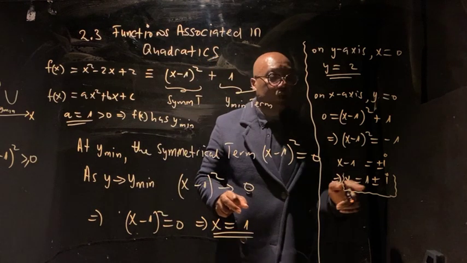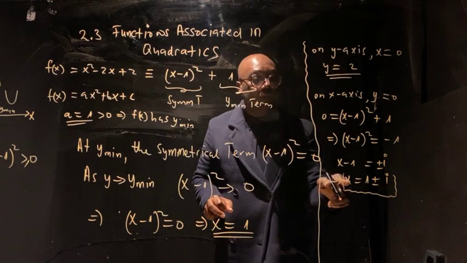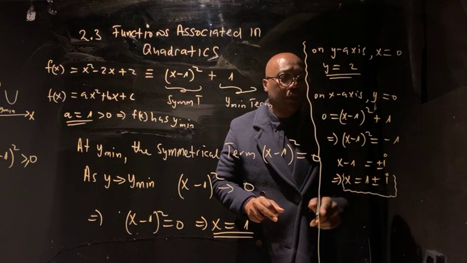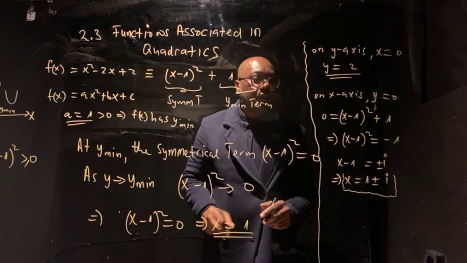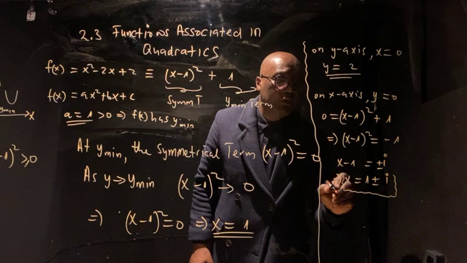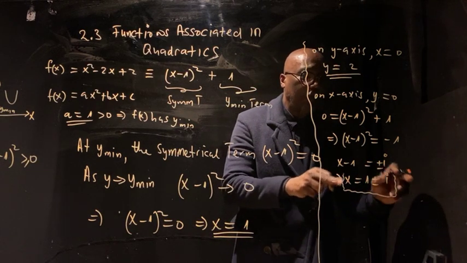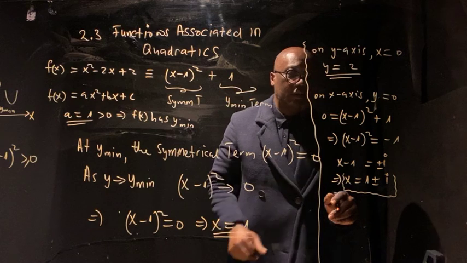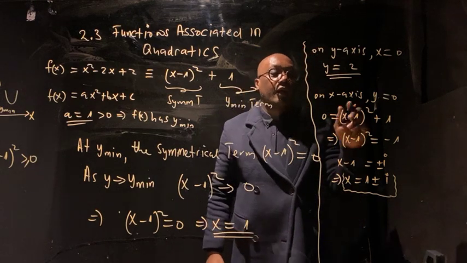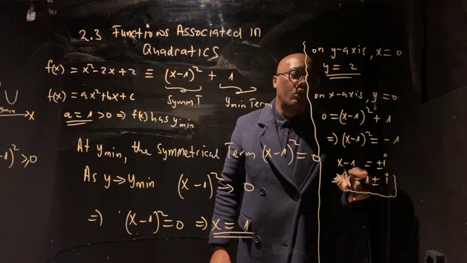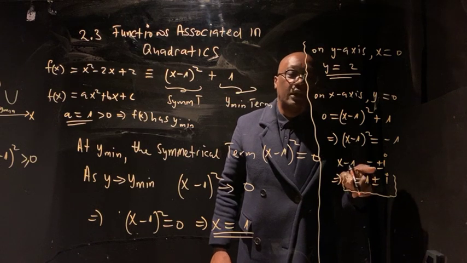This one also says the same thing. This one says that x is equal to 1 plus or minus imaginary, which indicates that there is no real value of x for which the curve f of x will cross the x-axis. Meaning, the curve will never cross the x-axis. This one also confirms the discriminant analysis.